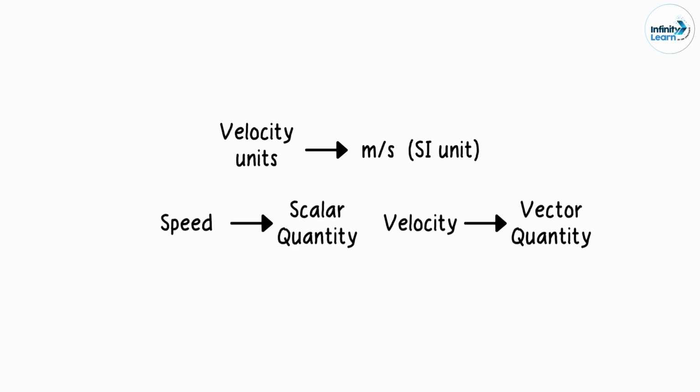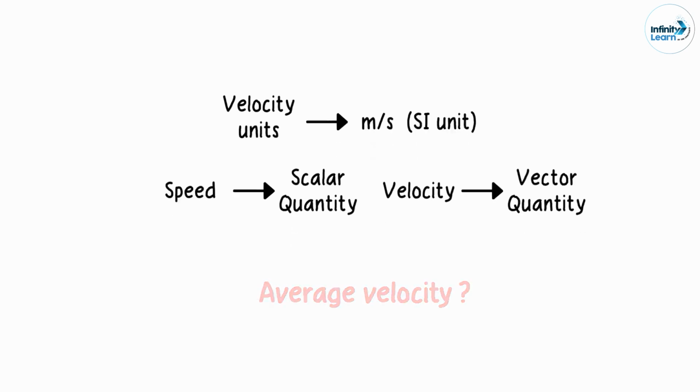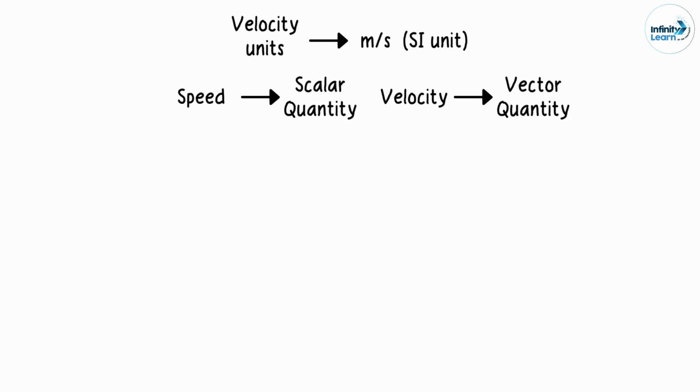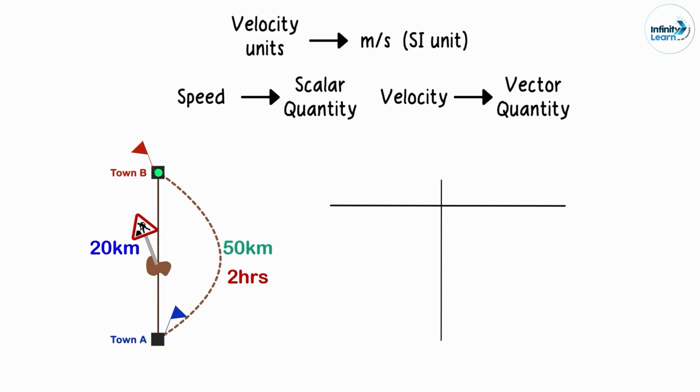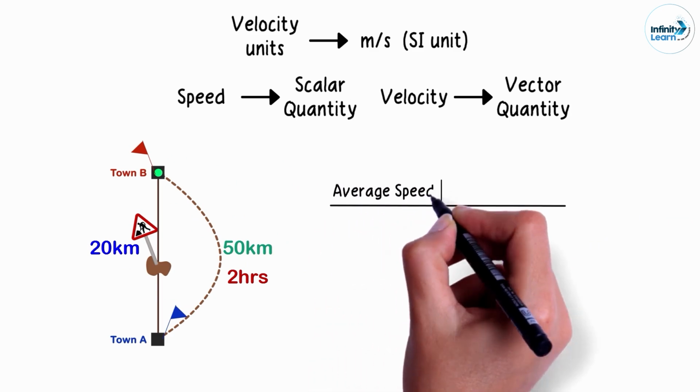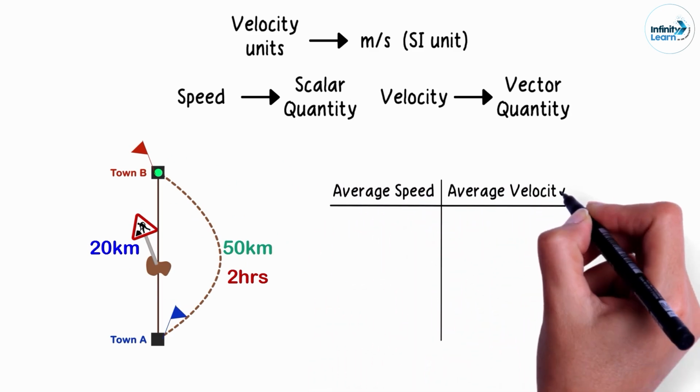Now let me ask you an interesting question. What is average velocity? To make it a bit easier for you, let's look at the example we looked at in our first video on motion. You have to travel 20 kilometers up north. But because of the roadworks, you took an alternative path which totaled 50 kilometers and you took 2 hours to reach the destination. This was your path of travel. Let's make 2 columns here. One for average speed and another for average velocity.